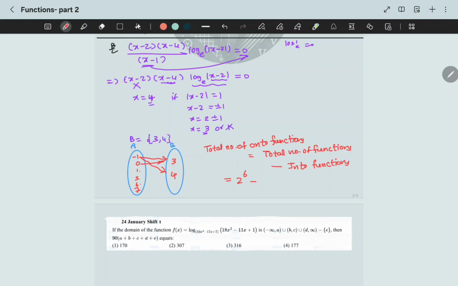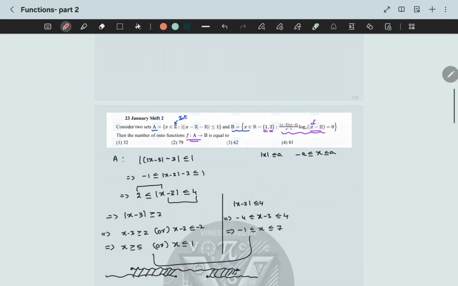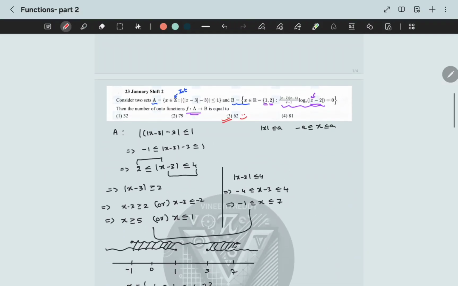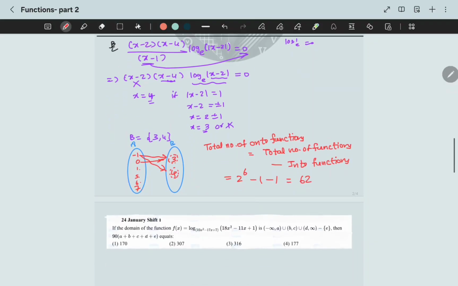So the total number of functions will be 2 power 6. What will into functions be? Into functions means one case can be that 4 should not have any pre-image. That means all the elements in set A are mapped to 3. Like that we will get one case. Or 3 should not have any pre-image. That means all the elements in set A are mapped to 4. That will be another case. So 2 power 6 is 64, and 64 minus 2 should be 62. So I guess 62 should be the correct answer. Yes. Yeah, correct. Now let us go to the next question.